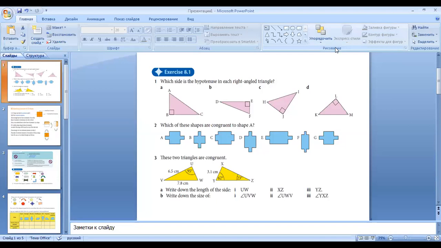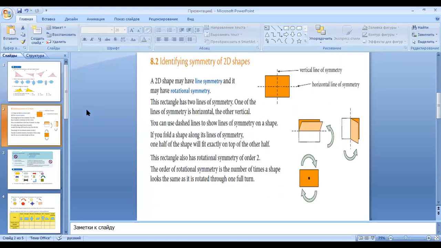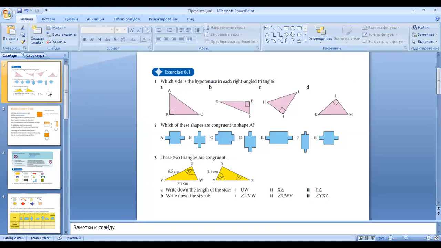Today we have some exercises, and after that we have a new title. If you want, I'll show you now. Chapter 8.2, identifying symmetry of 2D shapes. First of all, let's choose together some examples about our previous unit.